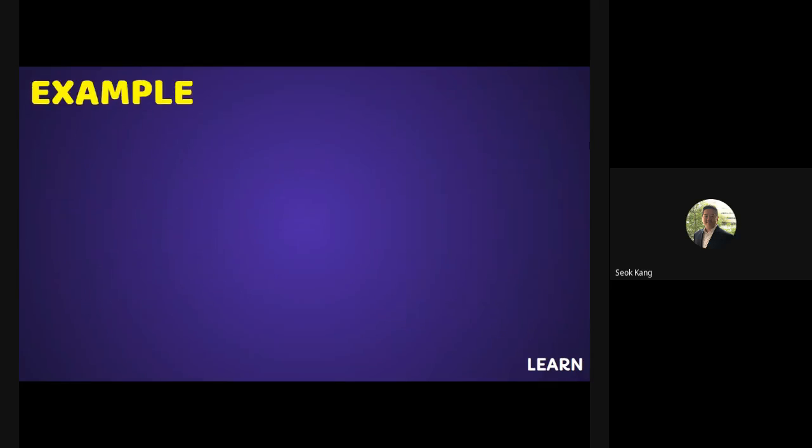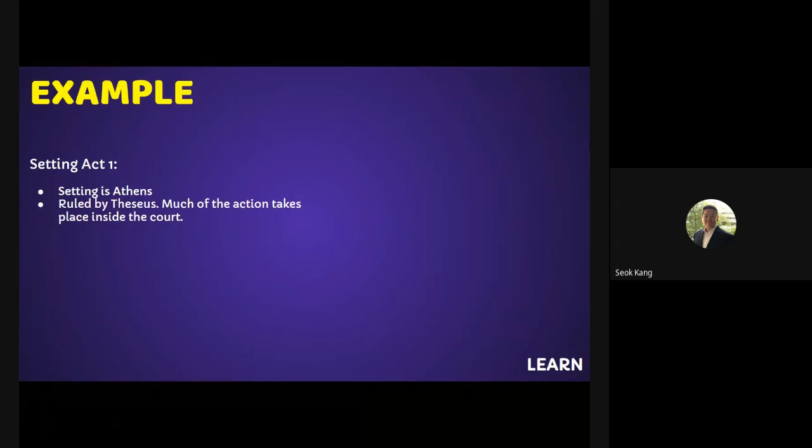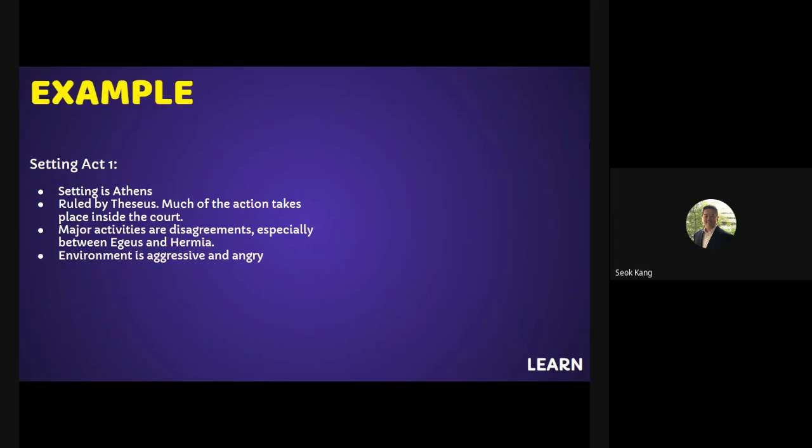Okay, those are good jobs. Some of the stuff I put for setting Act 1, I said Athens, great job by y'all. Ruled by Theseus, and the major activities are the disagreements, especially Aegeus and Hermia and the choices she had to make. I said the environment is aggressive and angry, but what y'all said is great as well. Messy, weird, chaotic. It was all of those things.